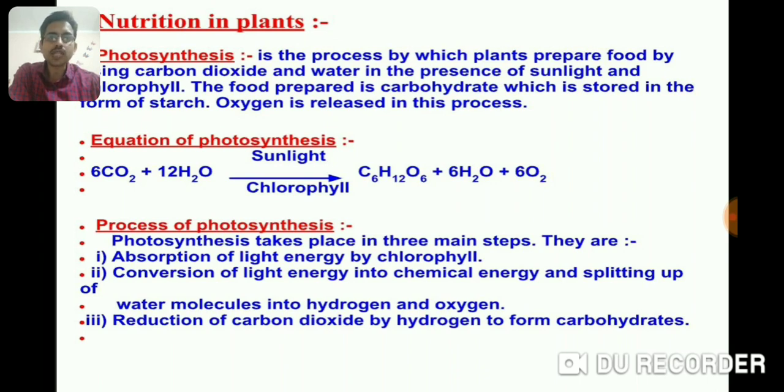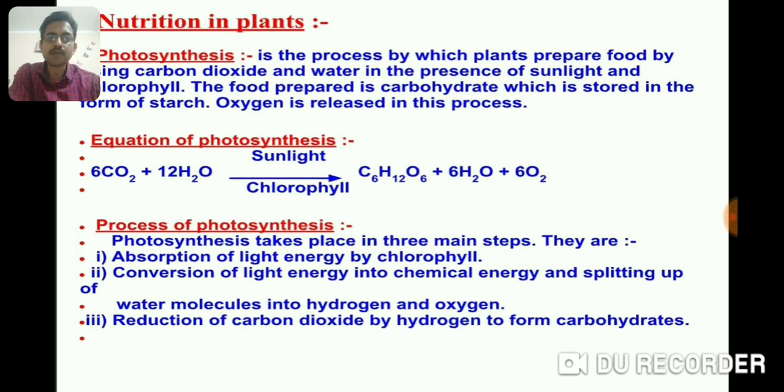The equation of photosynthesis you can see on your screen. 6CO2 combines with 12H2O molecules in the presence of sunlight and chlorophyll to form C6H12O6, that is glucose, along with 6H2O and 6O2.